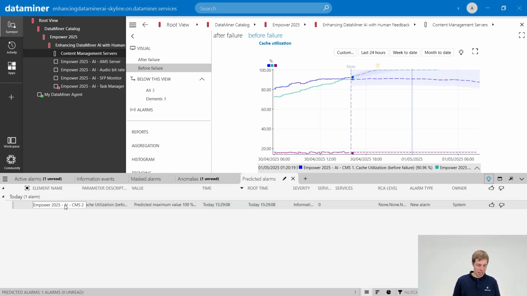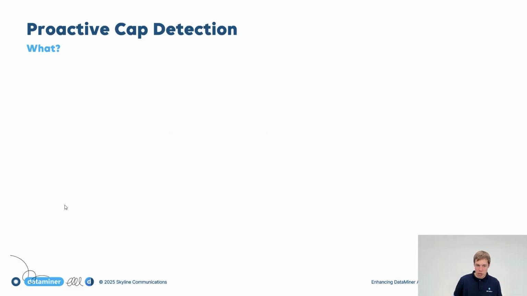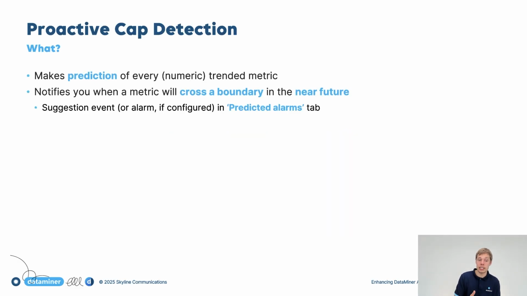And this is what proactive gap detection does. In the background, it makes a prediction of all your numeric trended parameters, so you don't have to configure anything. It will notify you when a metric will cross a certain boundary in the near future. And if that is the case, it will make a suggestion event, or an alarm if you configure it, in the Predicted Alarms tab in your alarm console.